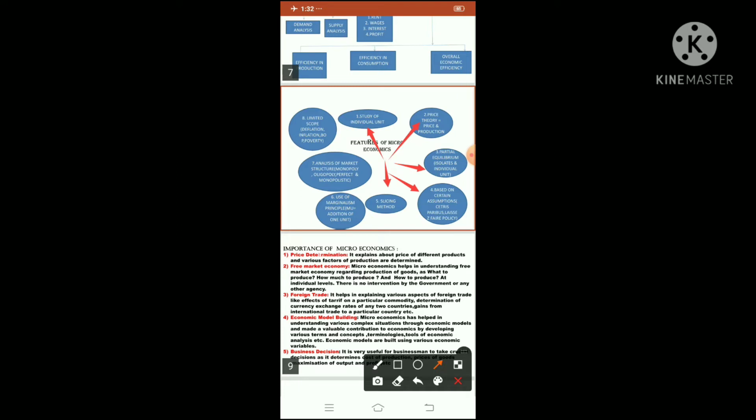Then come to the next point related to feature of microeconomics, that is uses of marginalism principle. Keep in mind, the formula for MU is over here. I have mentioned specifically in bracket, addition of extra 1 unit. You have to learn it by heart. Marginal utility, MU, means addition of extra 1 unit.